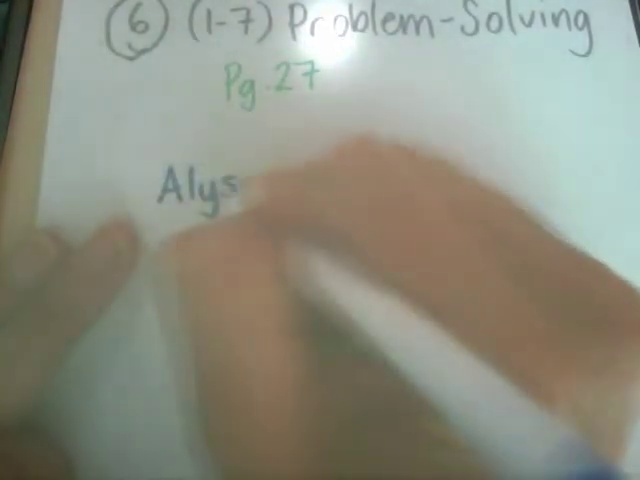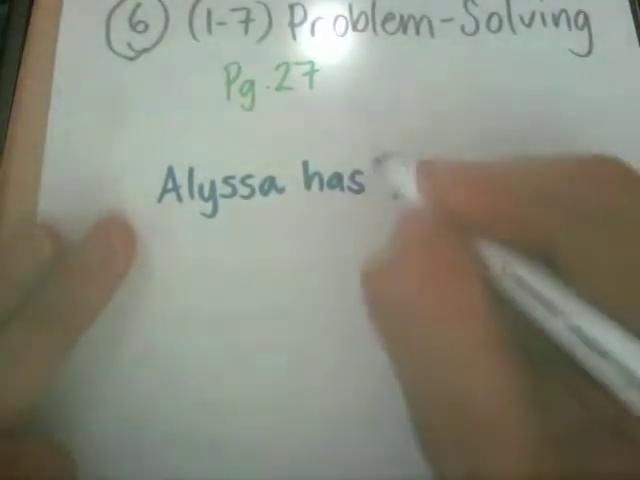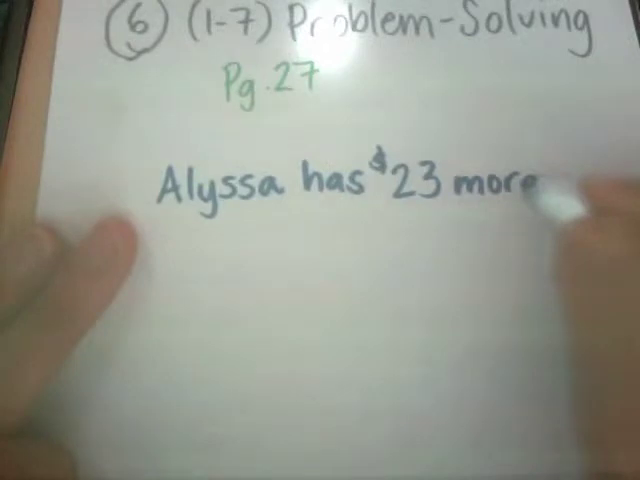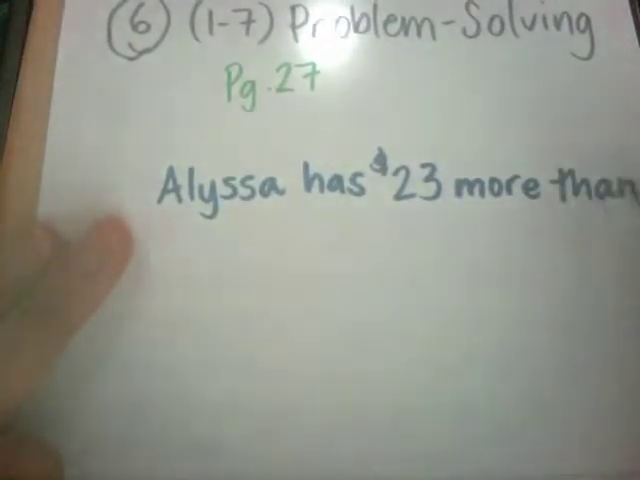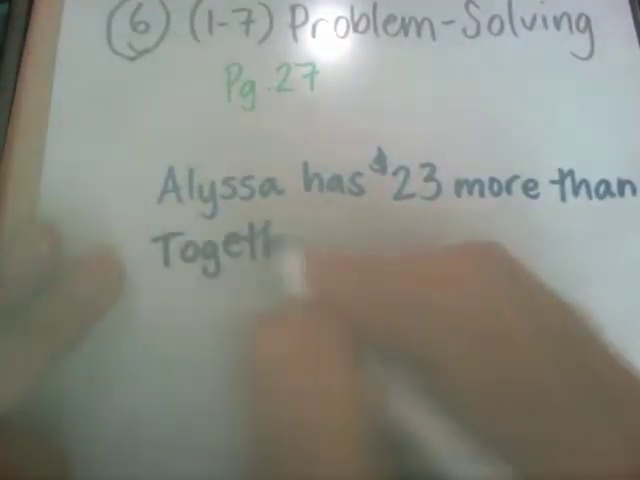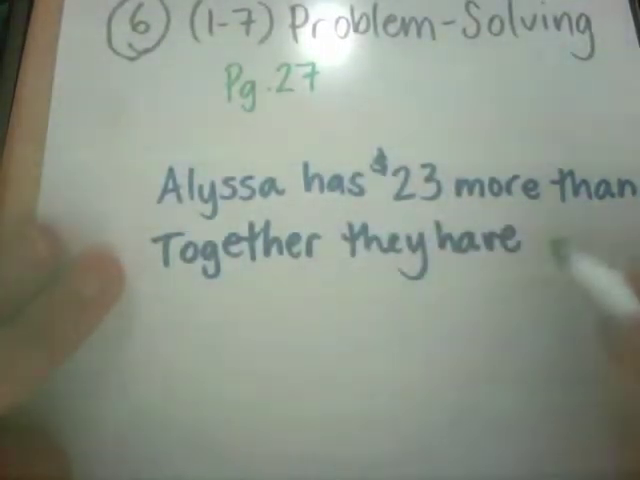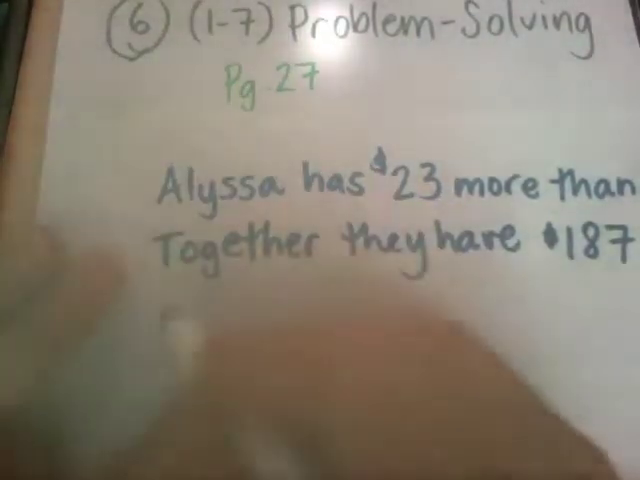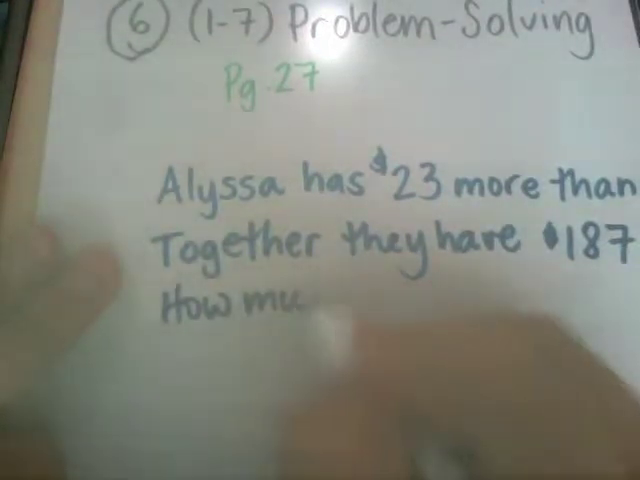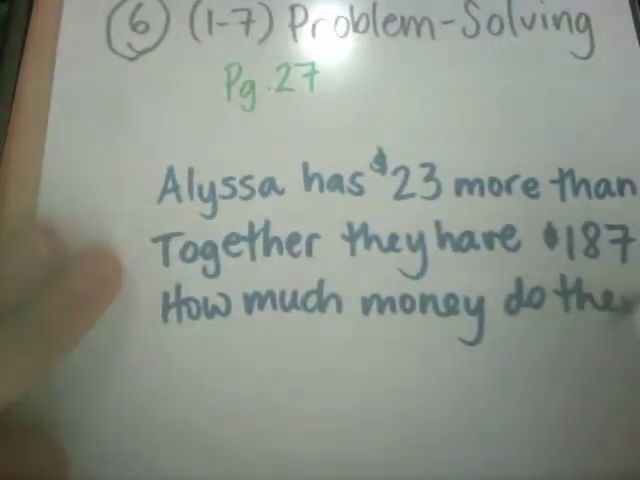Alyssa has $23 more than Kate. You'll see this one is similar to what we did yesterday, right? Together, they have $187. Then, how much money do they each have?